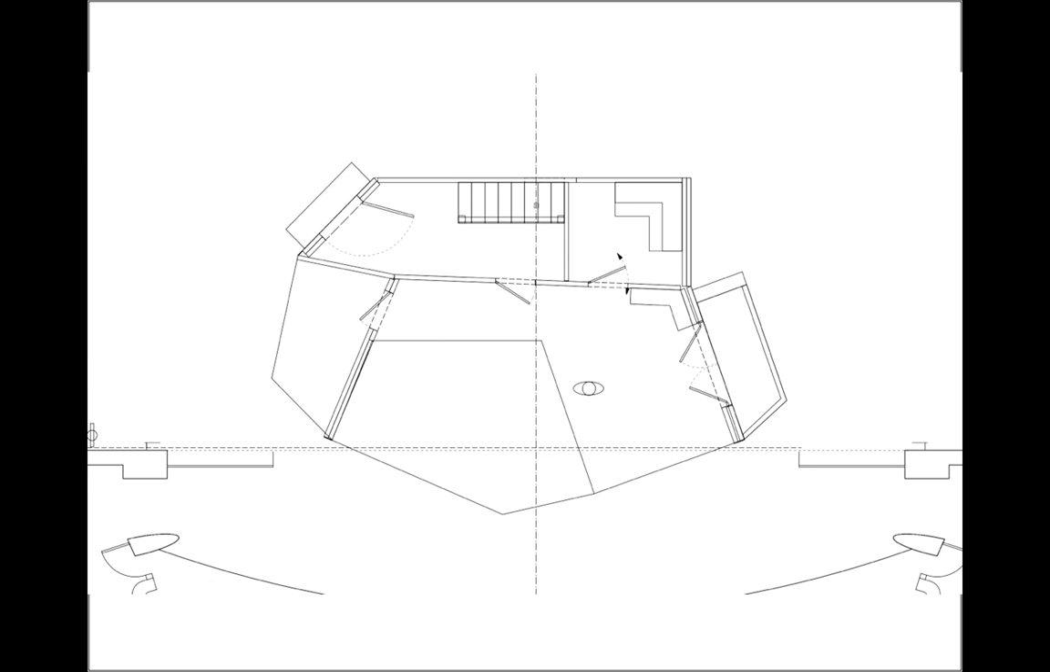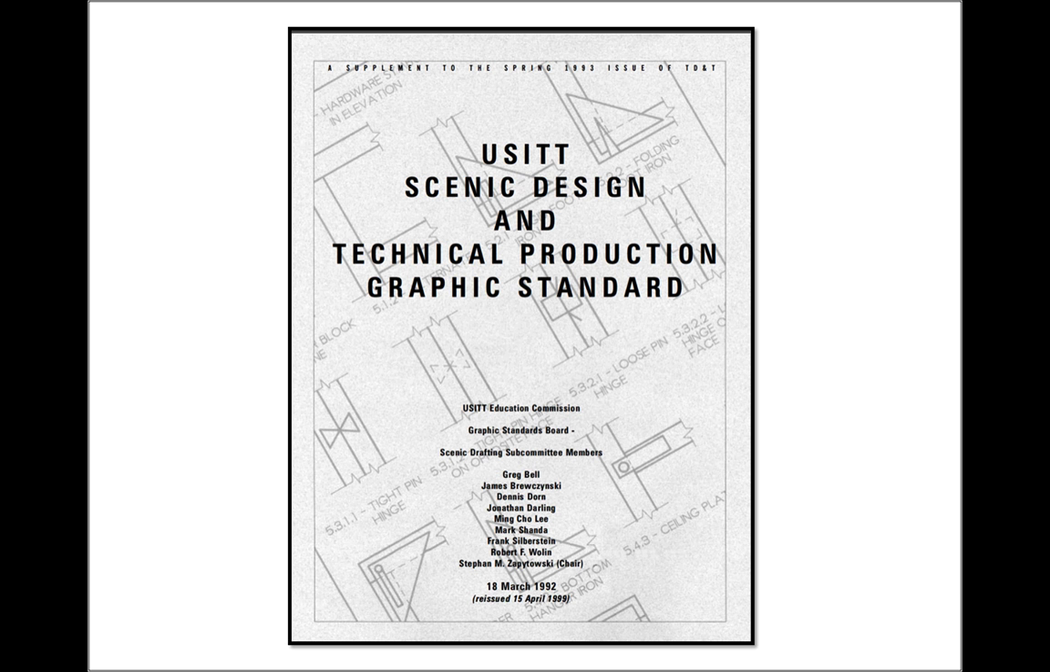Now we have all of the walls inserted, the doors all represented open, and the swing represented by the dotted lines. Much of what we're doing here is represented in the USITT Scenic Design and Technical Production Graphics Standards. USITT stands for the United States Institute for Theater Technology, a professional organization to which many scenic designers belong.